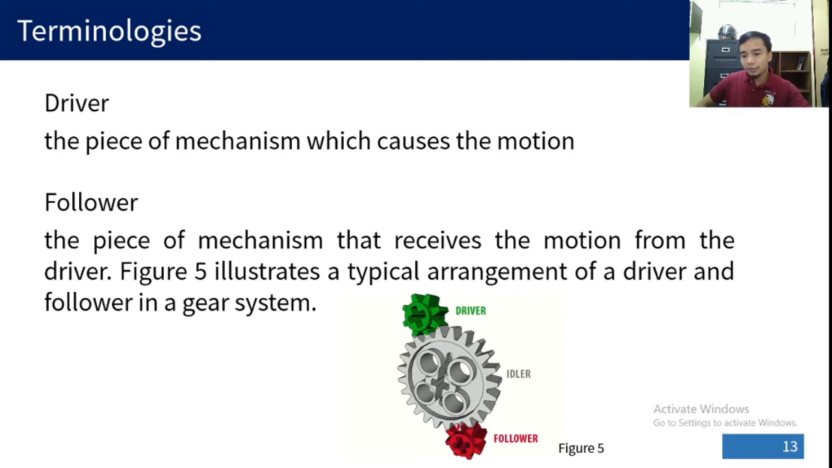So makita nato diri sa figure 5, no? For example, diri sa usa ka typical nga arrangement sa gears, makita nato ang driver, no? O ang follower. So kaning green represents the driver nga piece of mechanism, then ang red is mao ang follower. Okay.